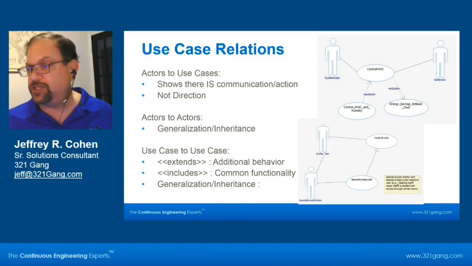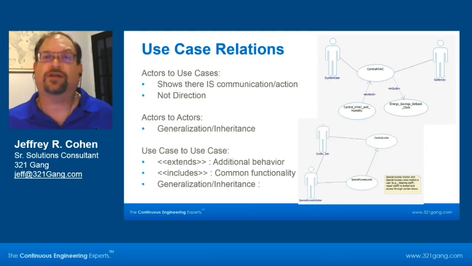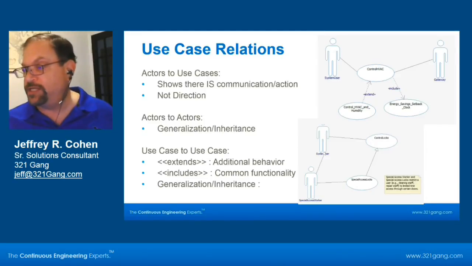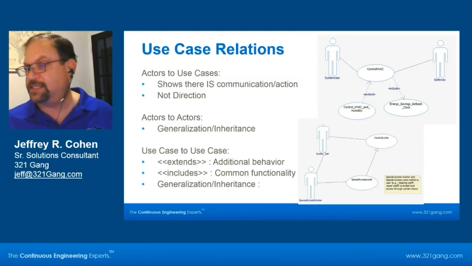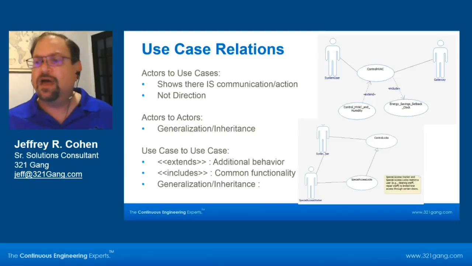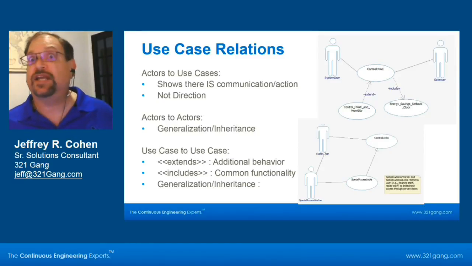We also have relations between actors and other actors. In this case, we have a generalization, which is shown as an arrow with a closed arrowhead that is not filled in. What that shows is that in this case, the special access worker does most of the things that a system user does, but it also has some special roles. In the software realm, you can think of this as inheritance.